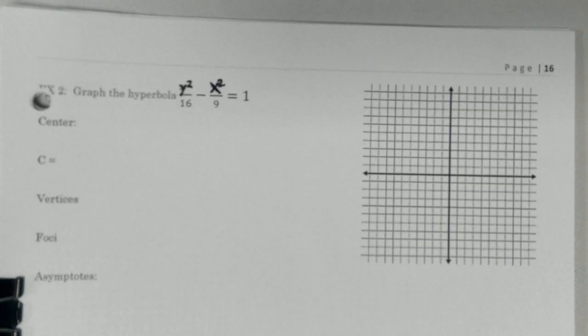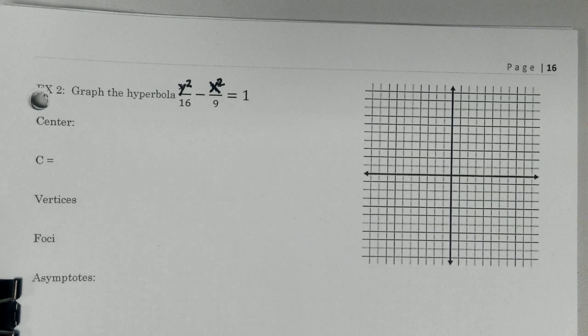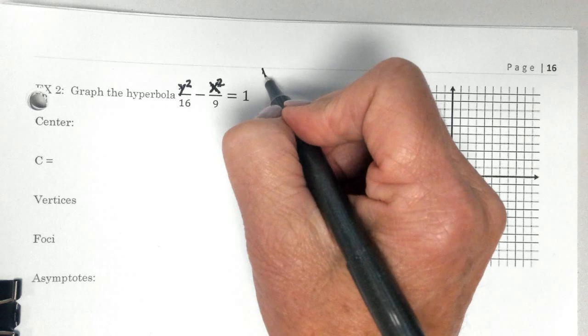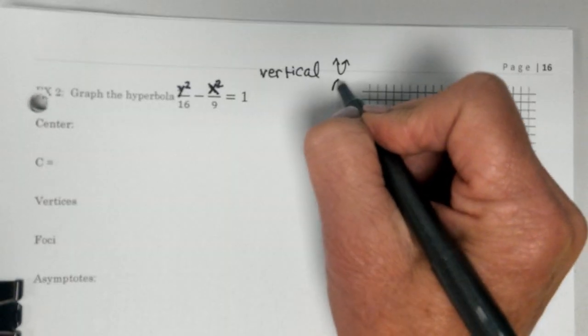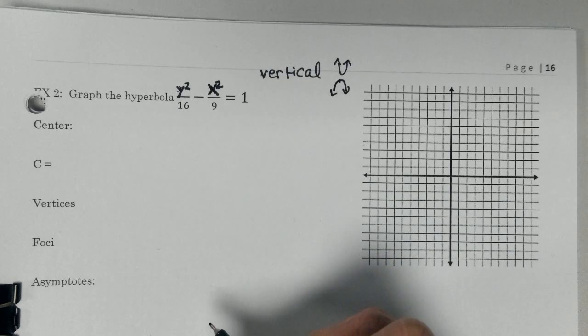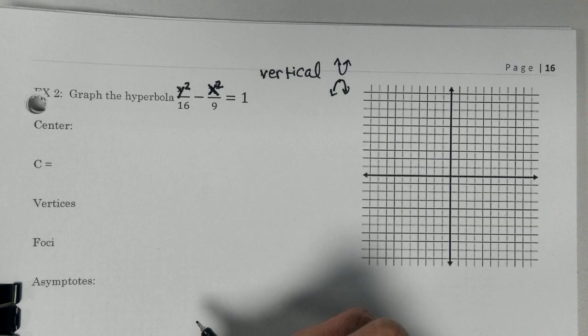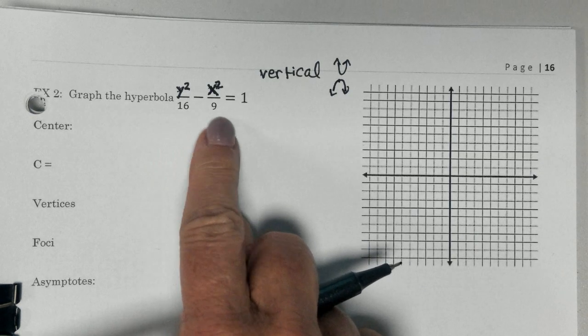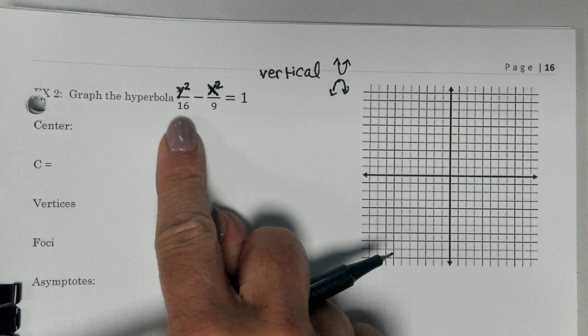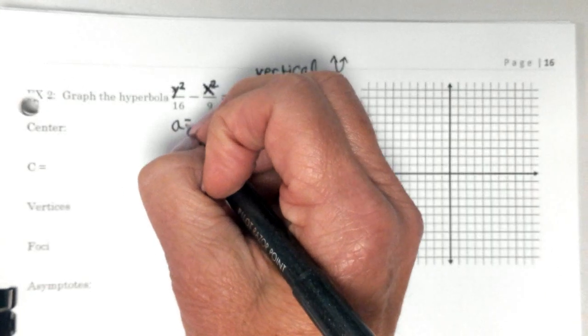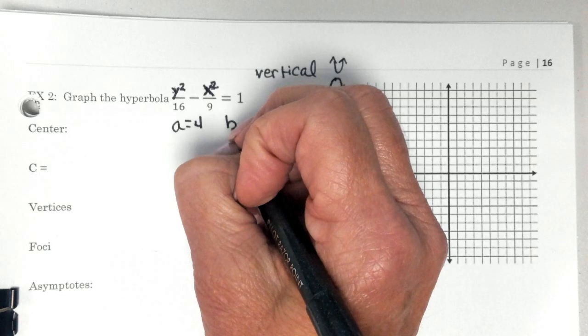Okay. Looking at this now, we've got the Y first. So since the Y is first, this is going to be a vertical hyperbola, so it's going to be opening up and down. Now, which one of these is A? The first one. The first one is always A in the hyperbola, and it happens to be the bigger one. So A is 4, and B is 3.